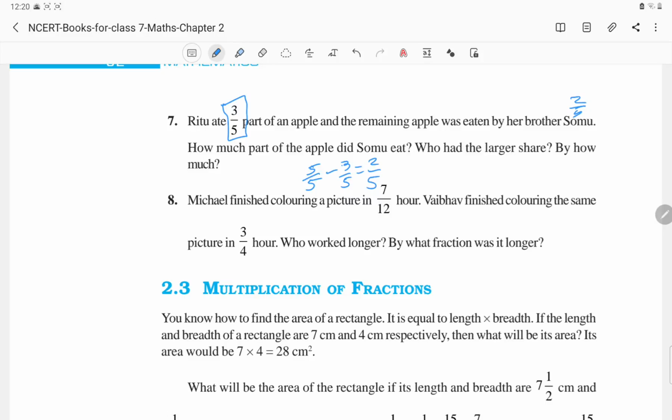And who had the larger share? Ritu. And by how much? By 1 by 5. That was pretty quick, pretty good. I like that.